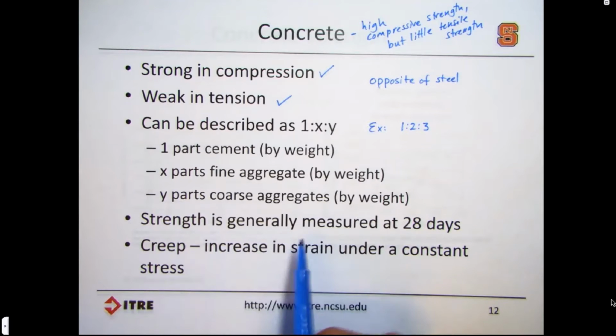The strength of concrete is generally measured at 28 days, and we'll see a chart showing that here in a minute. Concrete also has some physical properties to it that are unique. One of those properties is called creep. Creep is defined as an increase in strain under a constant stress.